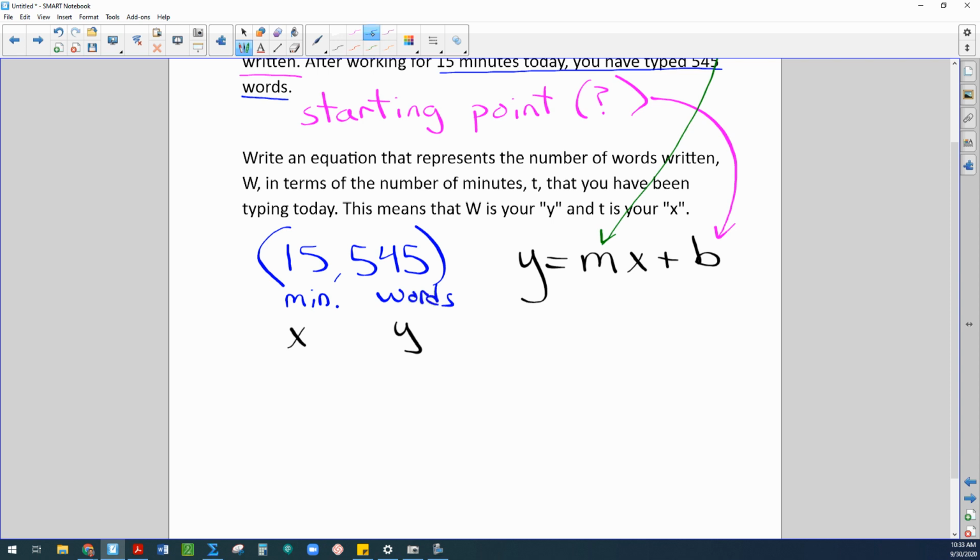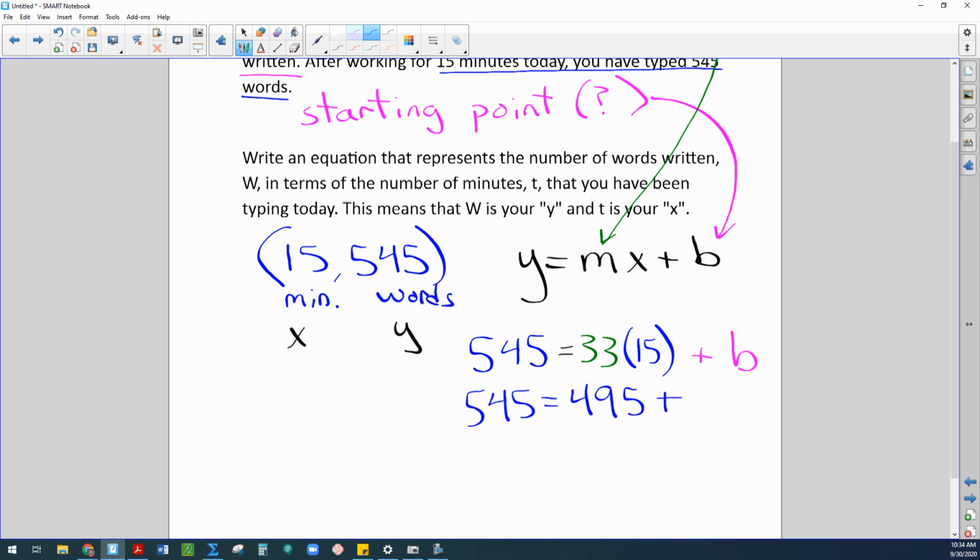The y is 545. 545 equals my rate, 33 words per minute, times the number of minutes, so times 15 minutes, plus whatever I started with, b. I don't know what that is. Starting point is b. So I'll use my calculator. 33 times 15 is 495. So this 545 is equal to 495 plus my starting point.